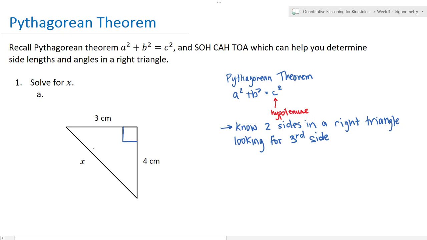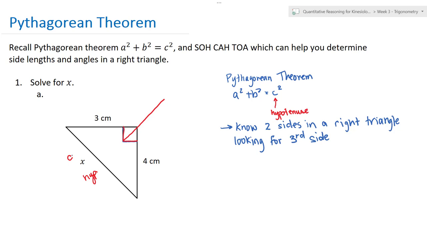Okay, sometimes you can't tell which side is the longest, so if you imagine this little square that's in the corner, you can imagine it as a little arrow pointing to the hypotenuse. So this is the hypotenuse over here, so this is my C. And that's the most important thing to recognize when you're using Pythagorean Theorem, is you have to look for the hypotenuse, and that is your C.